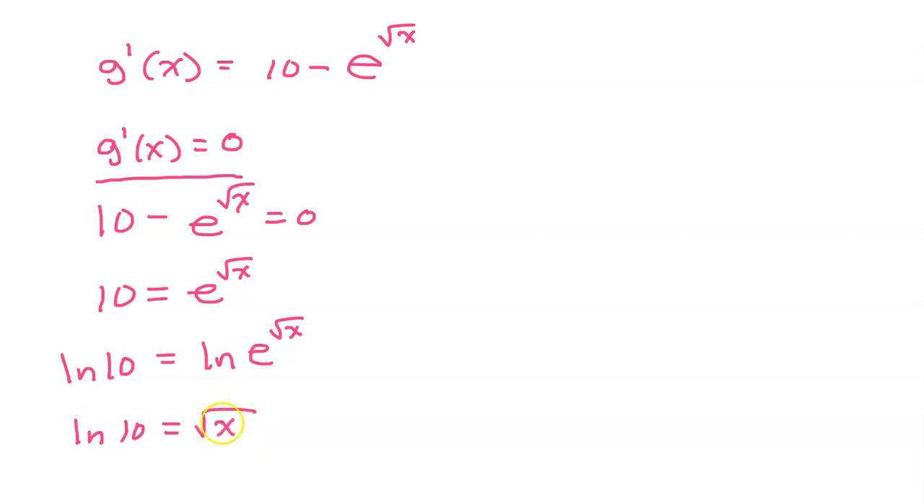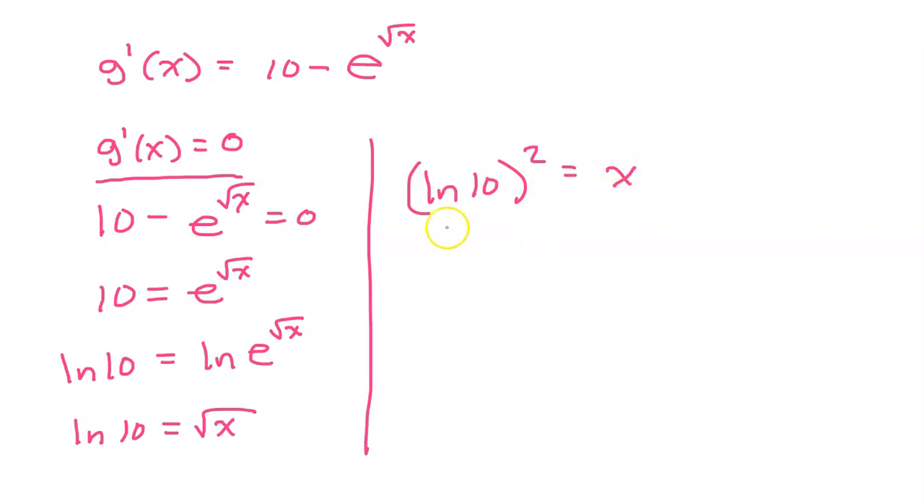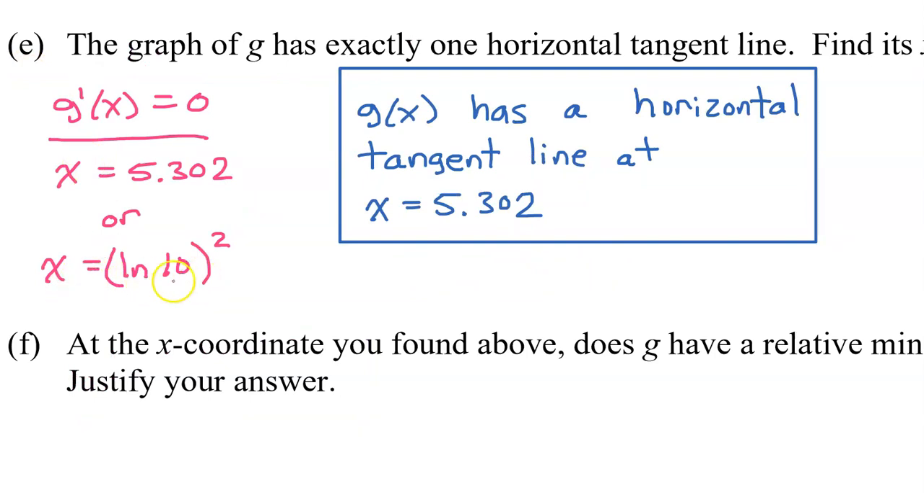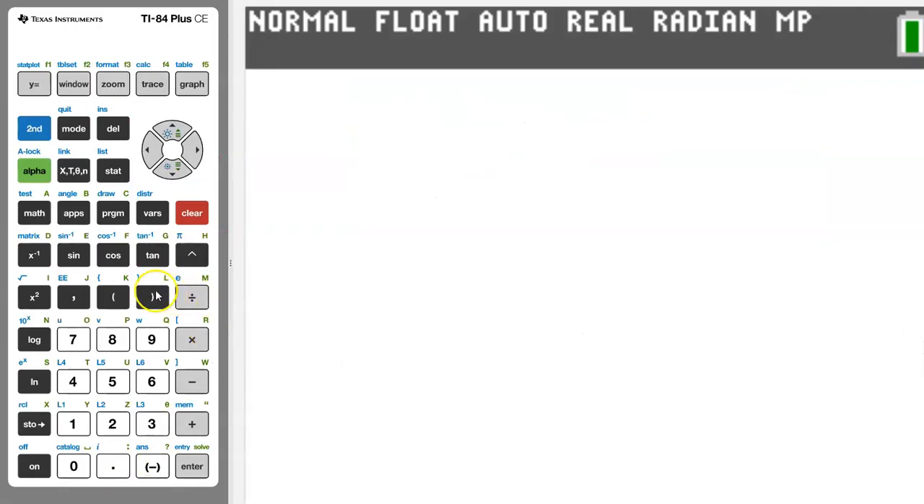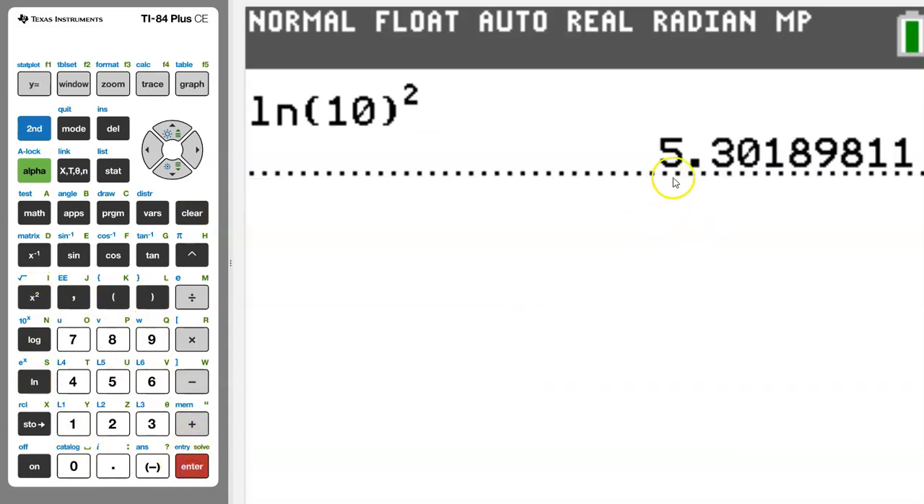To free the x from this radical, I am going to square both sides. So that is going to give me the natural log of 10 squared is equal to x. So guess what? This is an exact answer to the question. Natural log of 10 squared. Just for fun, let's check it on the graphing calculator. So if I take the natural log of 10 and I square it, I get 5.302.